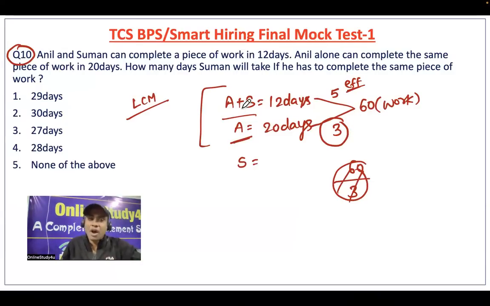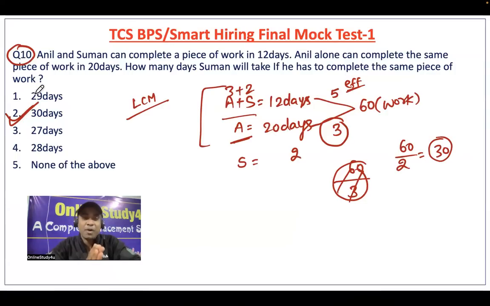Now Suman. How will we calculate Suman's efficiency here? Anil efficiency is 3, so Suman efficiency will be 2. Then only 3 plus 2 will be 5, right? So Suman efficiency is 2. Total work is 60, and Suman will complete the work in 30 days. So option 2 will become the correct answer for problem number 10.